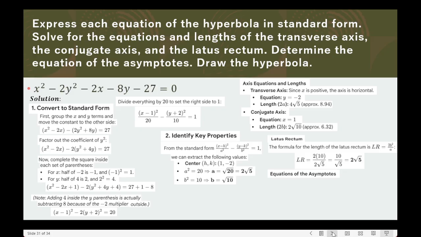So for the equation of the asymptotes, we follow this formula. Substituting the values of b and a together with the values of k and h, this is the equation. y plus 2 equals positive or negative square root of 10 over square root of 20 times quantity x minus 1. Simplifying this equation further and splitting it into 2, these are the two equations for the two asymptotes.